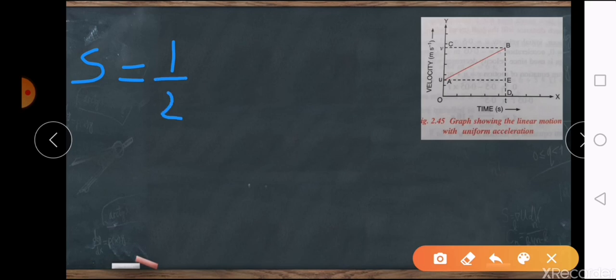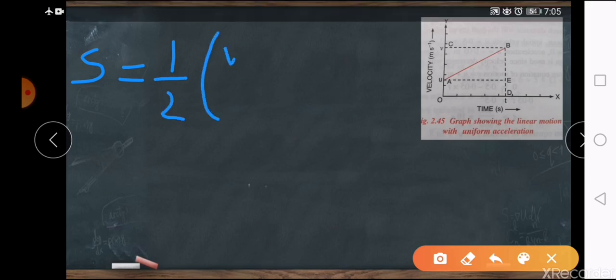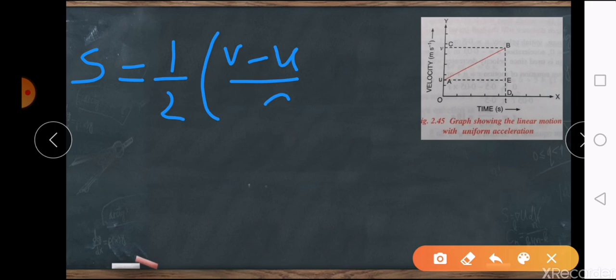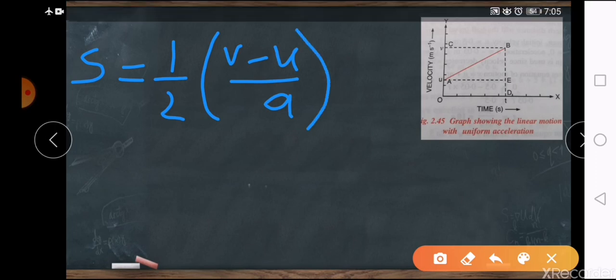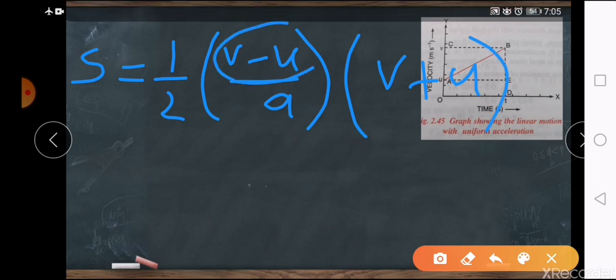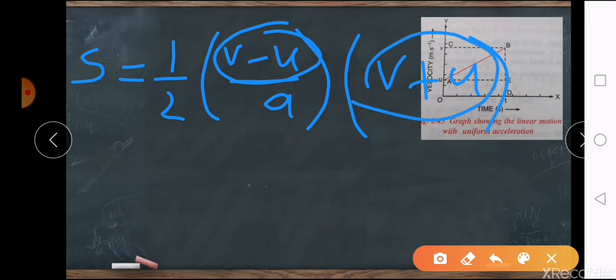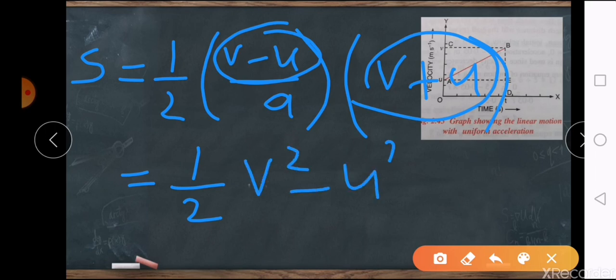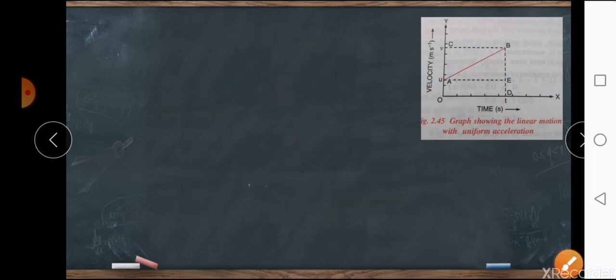Now when you replace it, what will you get? S is equal to half. Instead of time T, you will be having V minus U by A into sum of two sides will be V plus U. This was what we got, right? Now this is of the form A plus B into A minus B. So that you can write it as half into V square minus U square by A. Got it? S is equal to, this is how you will be getting.